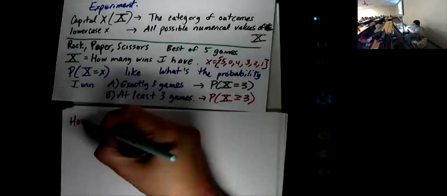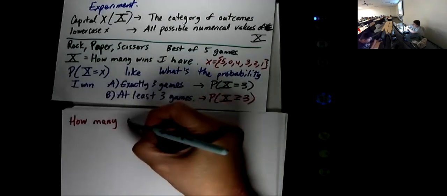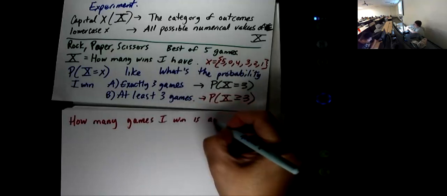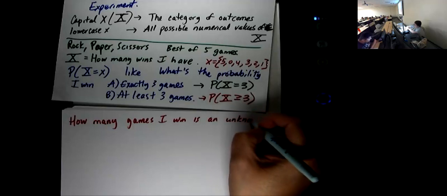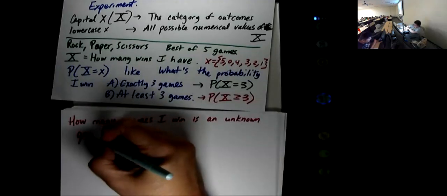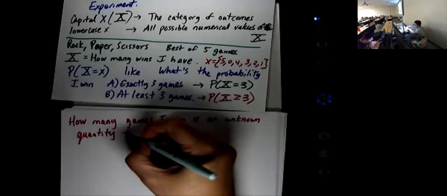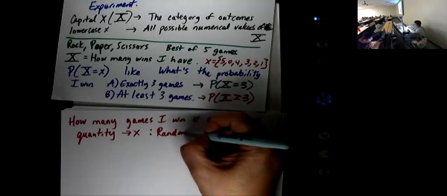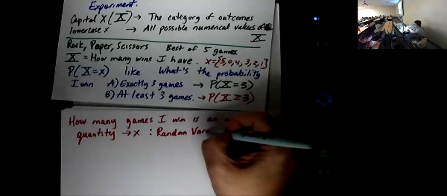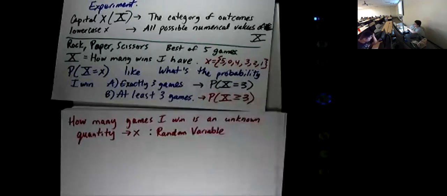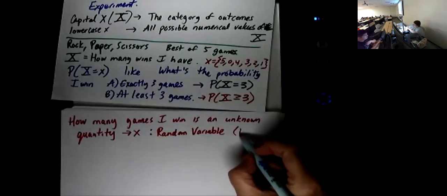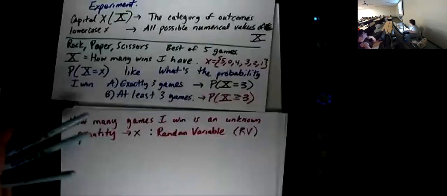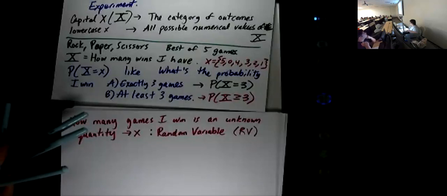So how many games I win is an unknown quantity. That's my X. And that's my random variable. We say it's random because we don't know what's going to happen. I'm going to use RV from now on for random variable because we say it enough in this class that you're going to get tired of writing out random variable yourself.